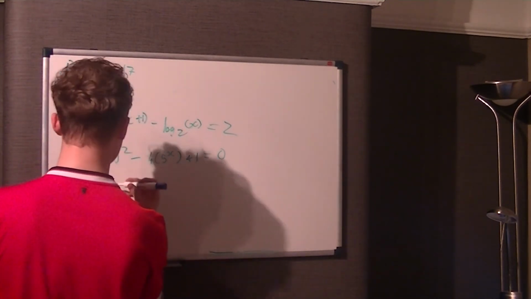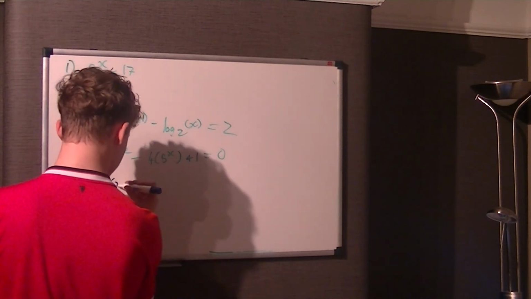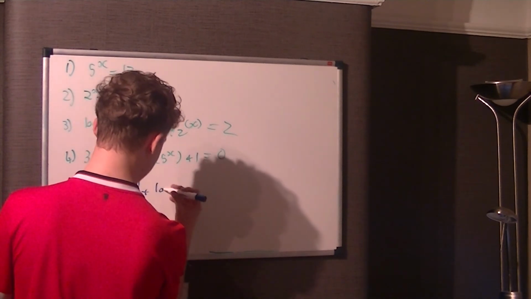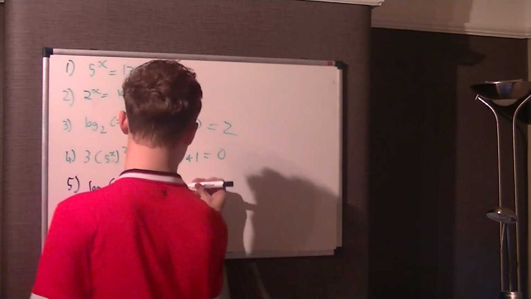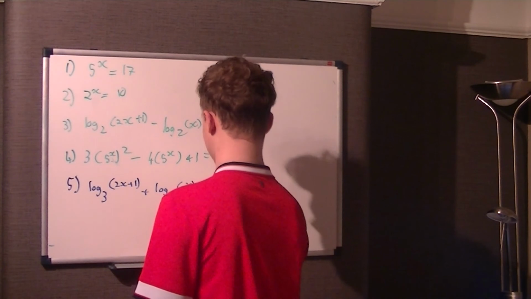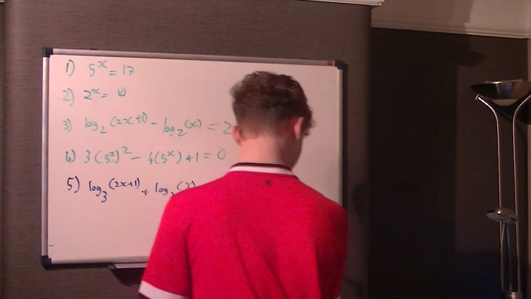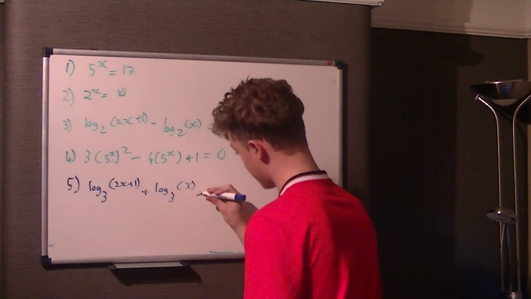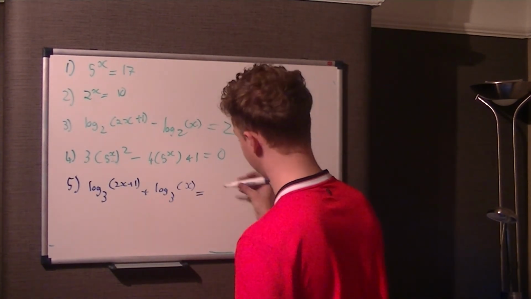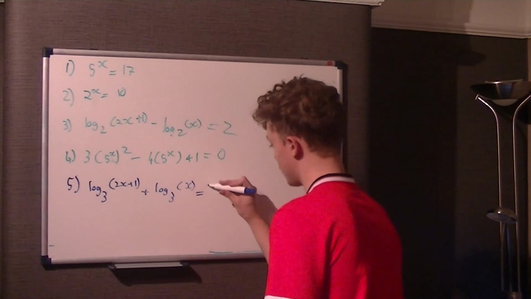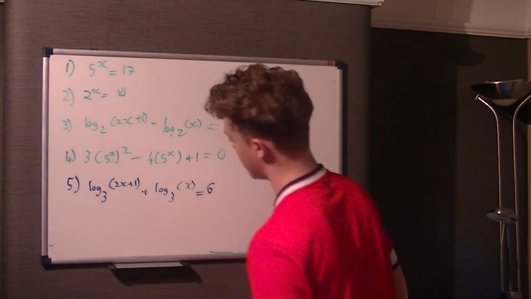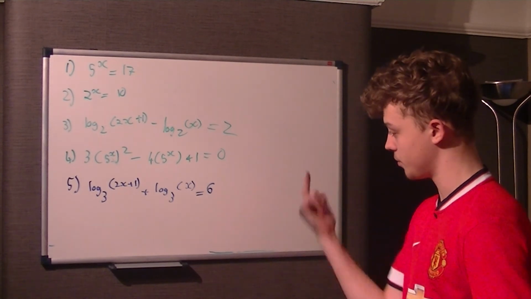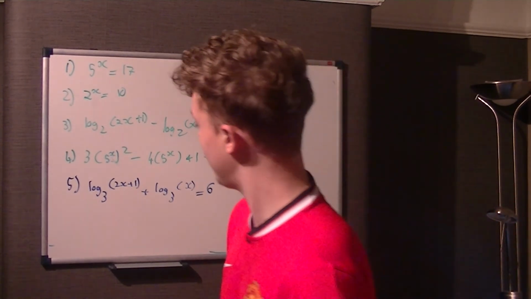3 to the 2x plus 1, plus log 3x equals 6. So yeah, have a go at that one. Sorry. If that last one doesn't quite work out, don't worry about it.